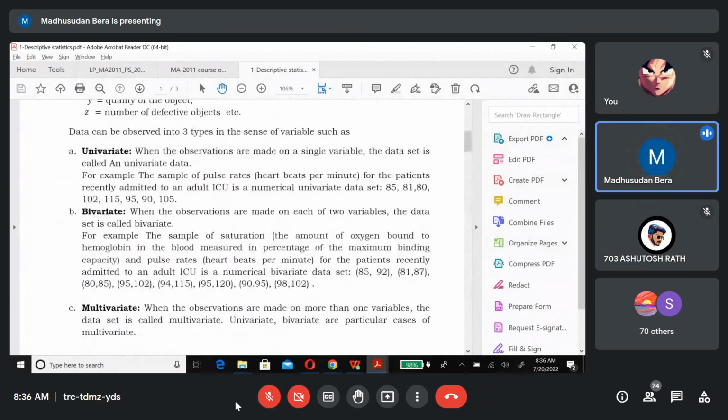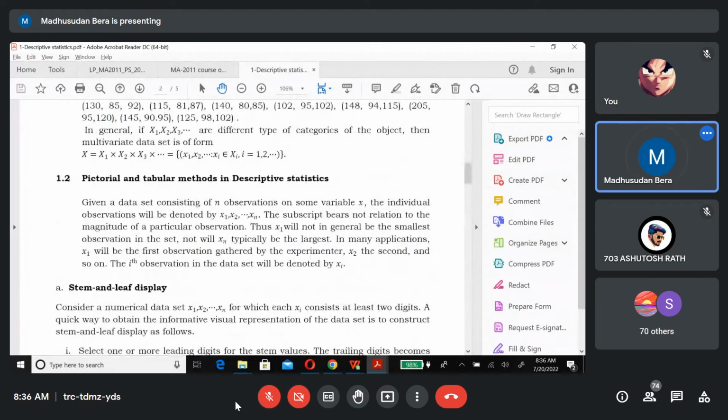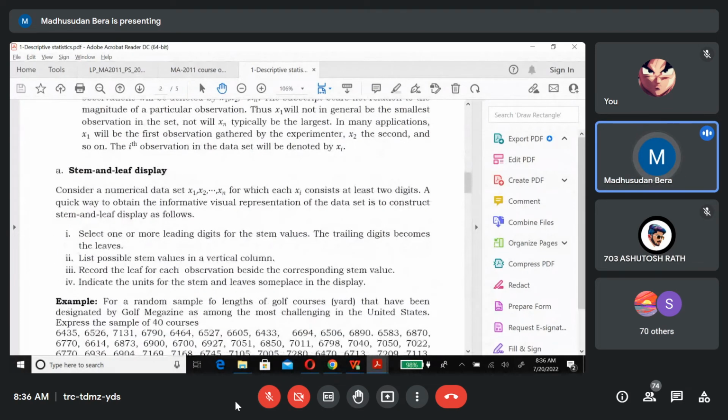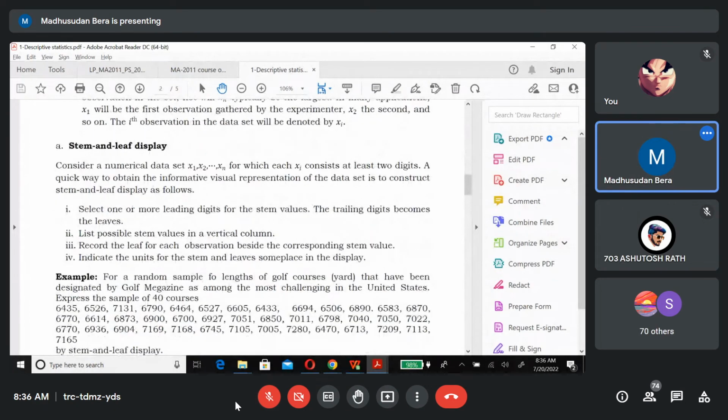In this note, you study from the histogram onwards, and before that, this is page 1. There is no need to study stem and leaf display, but I will discuss it.